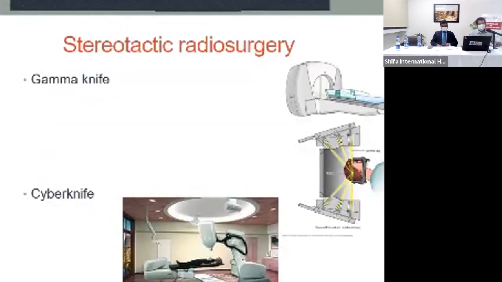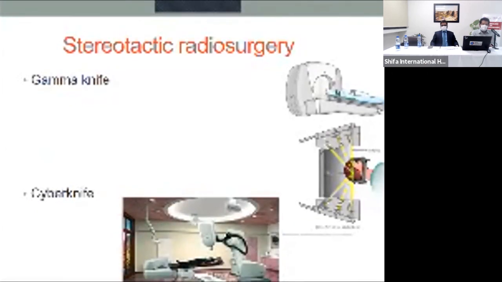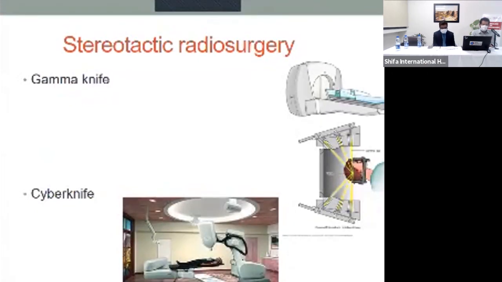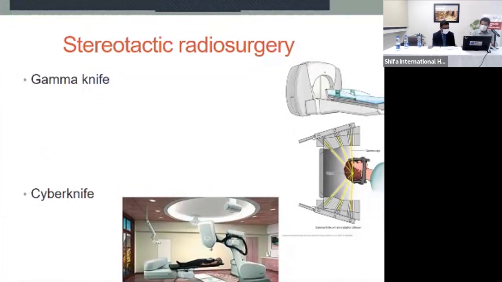So other new modalities which are being used in the radiosurgery are the gamma knife. Basically, these constitute the stereotactic radiosurgery, a non-surgical radiation therapy that is used to treat functional abnormalities and small tumors in the brain. These can deliver precisely targeted radiation in fewer high dose treatments than the traditional therapy, hence preserving the healthy tissues. So there are two types, gamma knife and cyber knife.